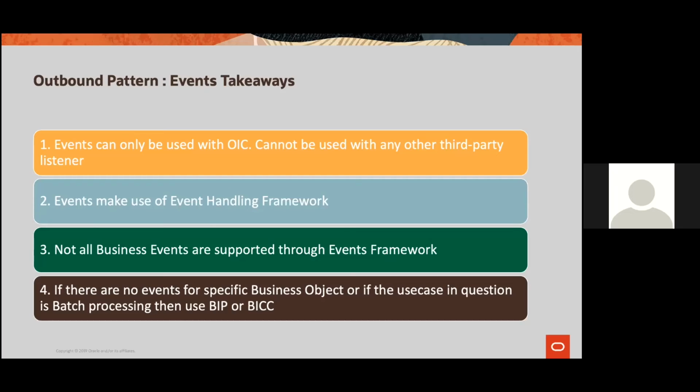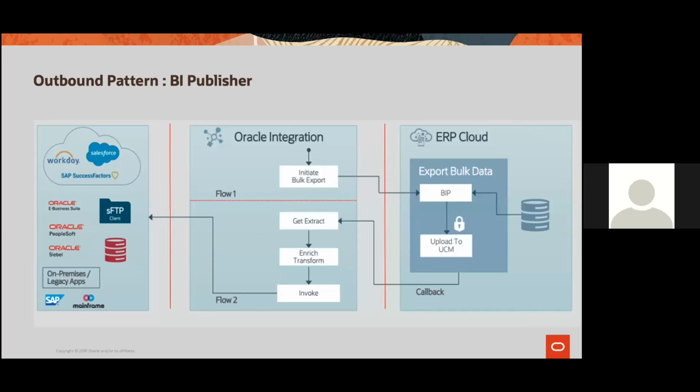And I was mentioning that if the business object doesn't support the events, then you have to think about a different approach in terms of BIP or BICC, which I'm going to talk about next. If there are no events, then, like I said, you use the BIP or BICC.